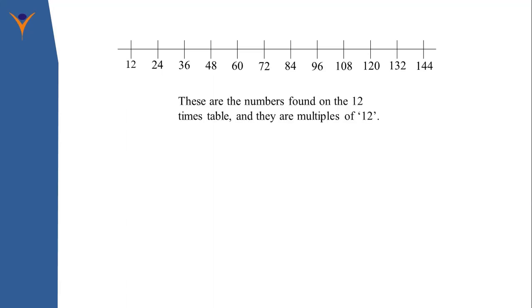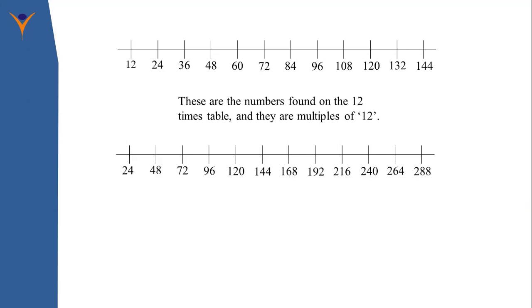All right. Now, let's look at another number line. The number line looks exactly like the first one. But the thing is, on this one, we're going to put 24. And then all the numbers you see are the multiples of 24. They are the numbers you will find if you check the 24 times table.